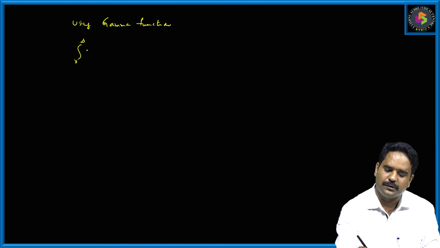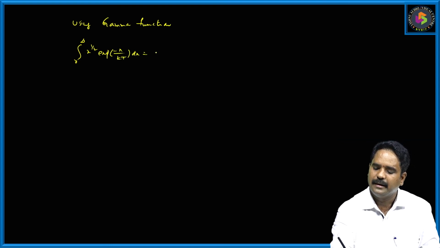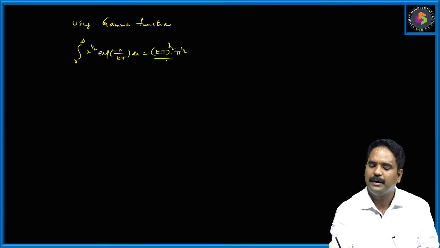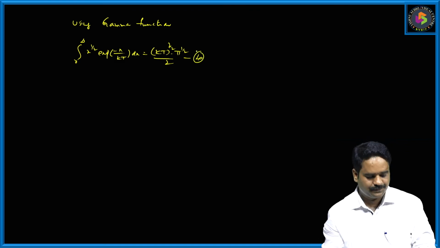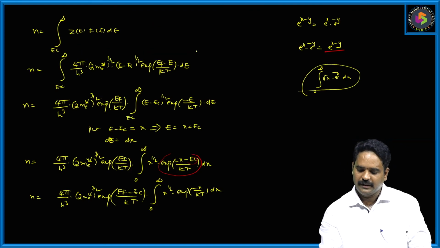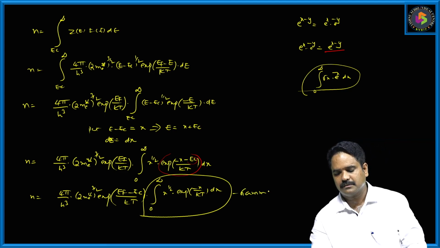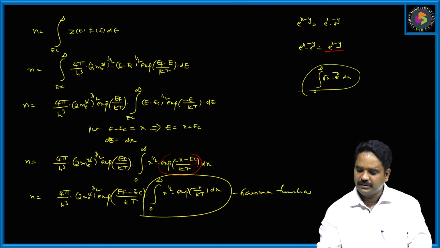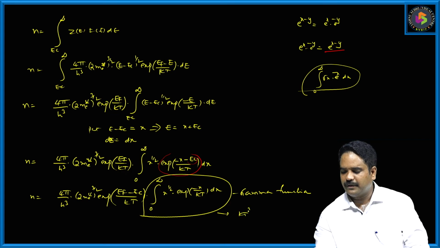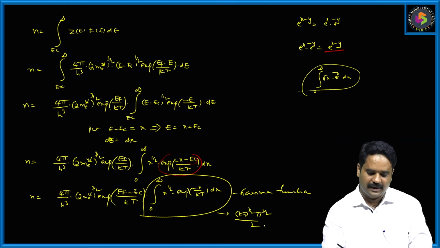the integral from 0 to infinity of x to the power of 1/2 e to the minus x by kT dx equals (kT) to the power of 3/2 pi to the power of 1/2 by 2. Let us take this as 4. This is approximated using the gamma function. That function equals (kT) to the power of 3/2 pi to the power of 1/2 by 2. So we are substituting here.